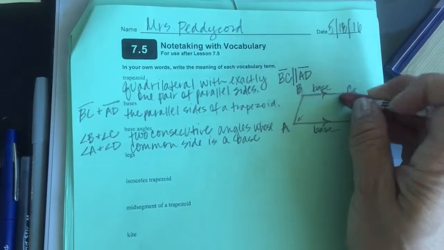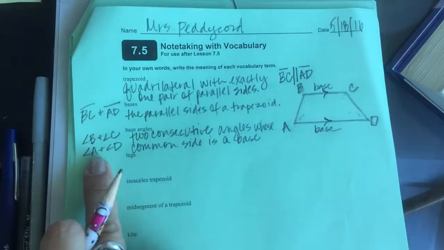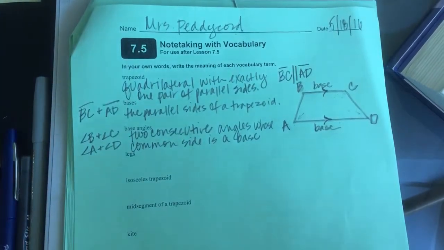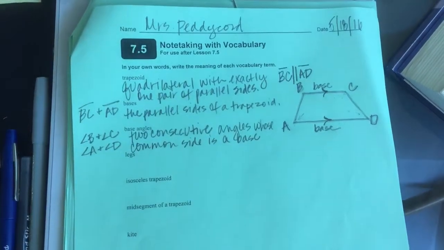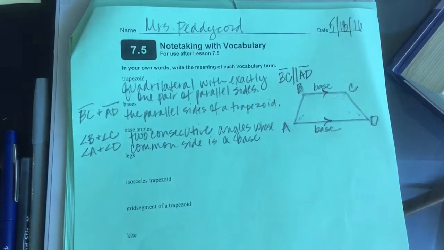I don't know if I really want you to put any arrows in there. We put over here what they are. Two consecutive angles whose common side is a base. This is our last set of Chapter 7 notes.